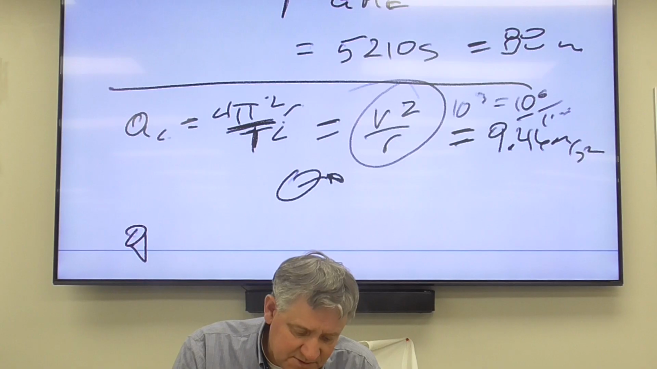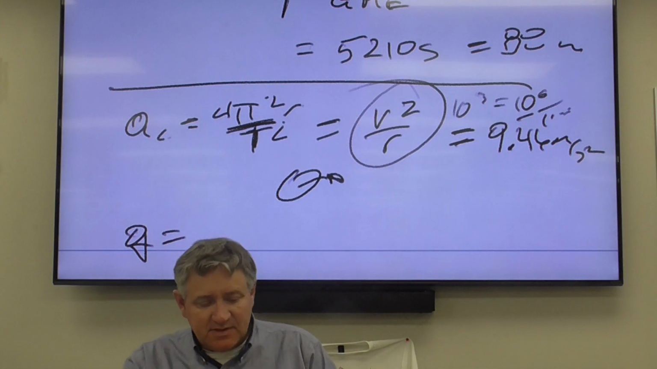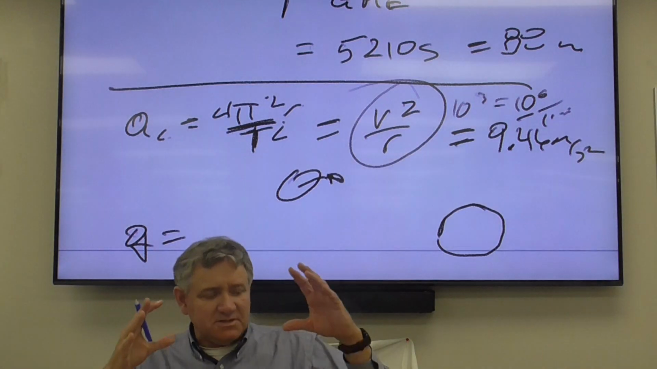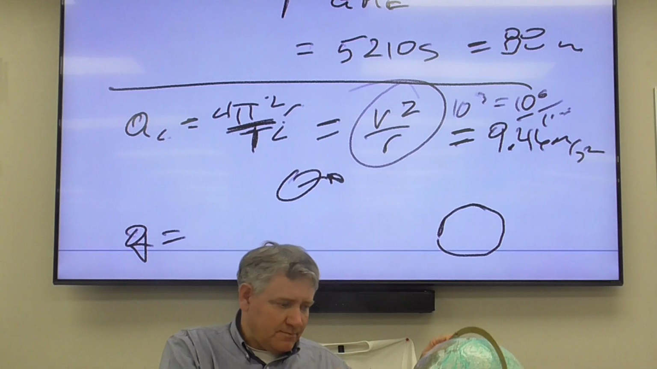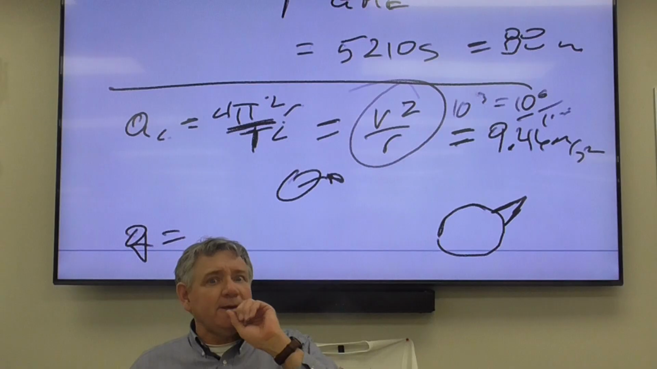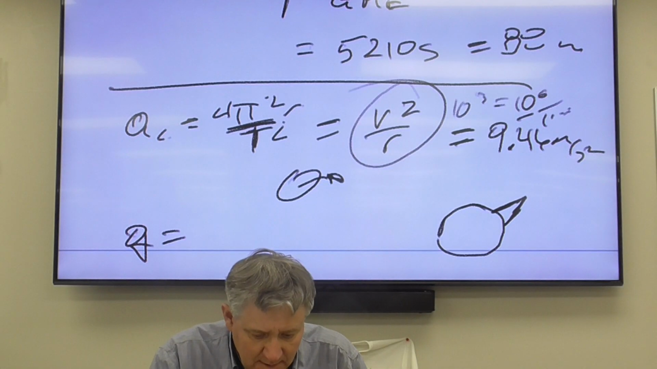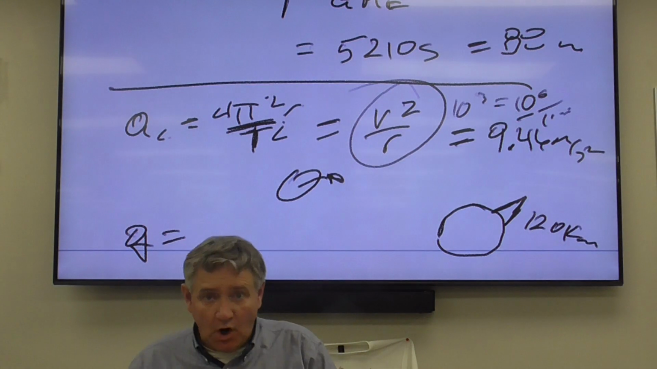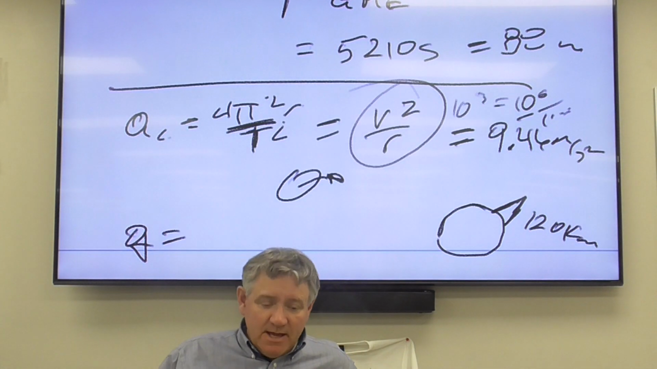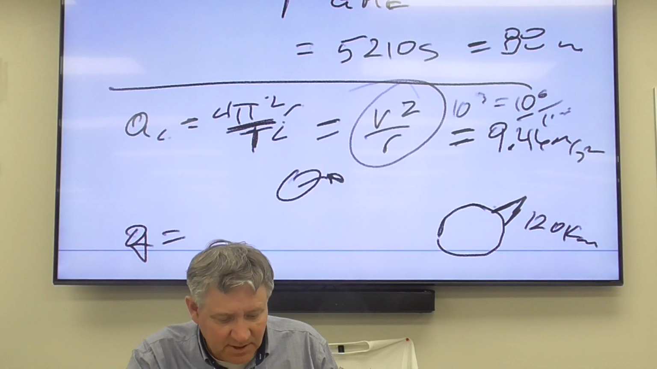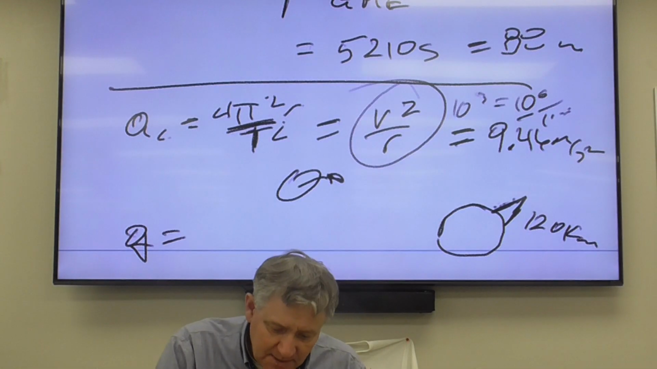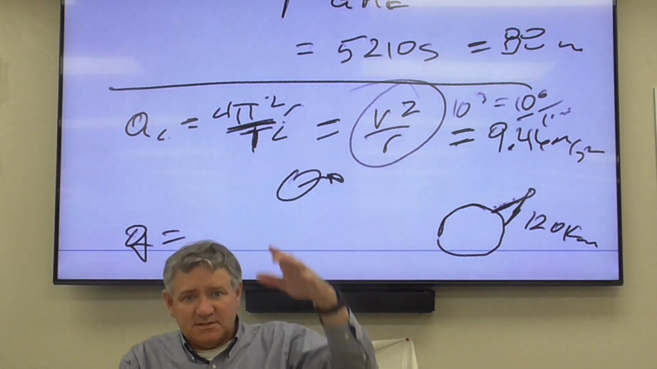Now, here's the next thing. We need to calculate little g. If you think this through and visualize this, imagine we've got our Earth, and we're going to build a really, really tall tower that's 120 kilometers tall. And you're going to climb up the ladder, get up there, and drop this ball.